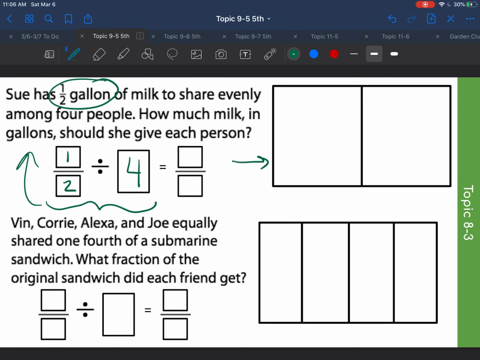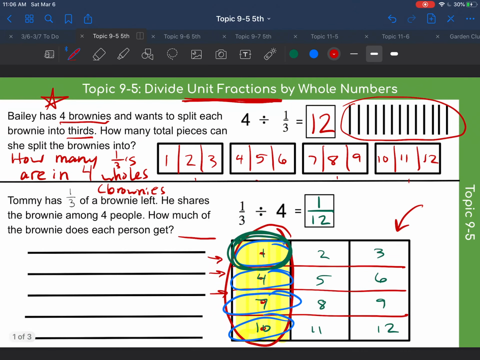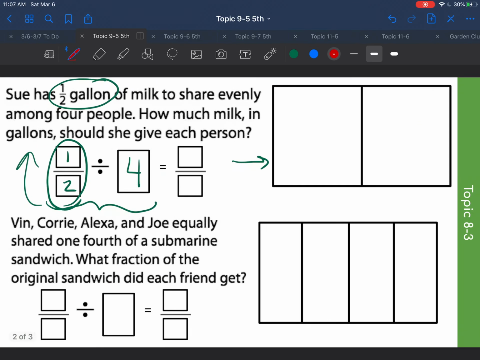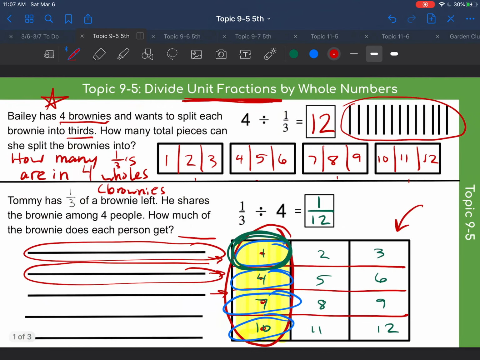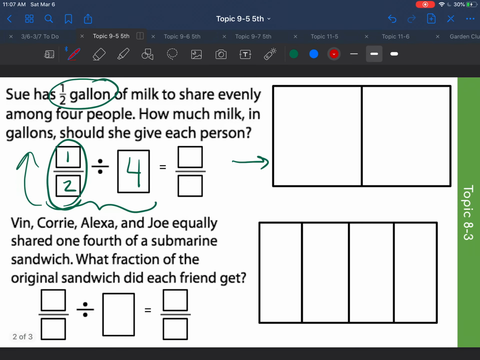So right here in this model, I have a whole split into halves to represent this half. And then horizontally, what you're going to need to do in order to draw those lines, you can just copy and paste these lines over here onto this one. And you might have to just shorten it a little bit. But you'll copy and paste those lines to this, and we're going to split it into fourths.